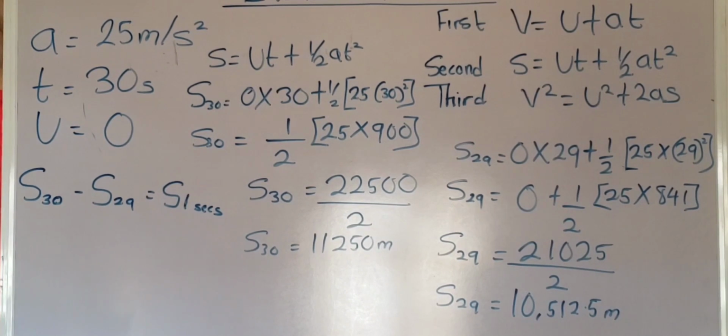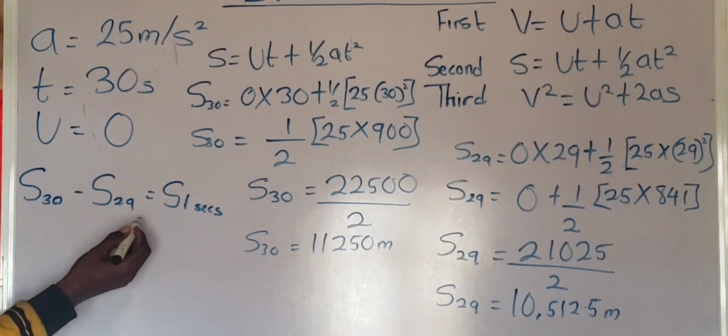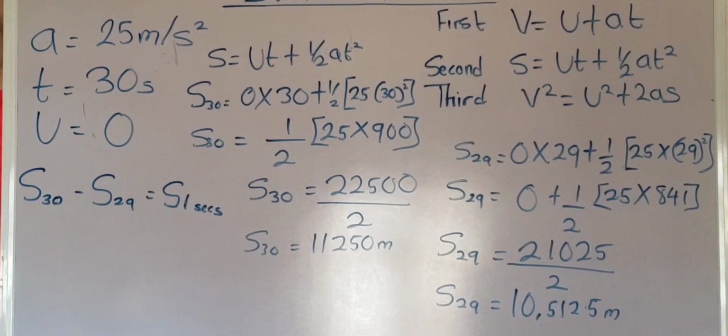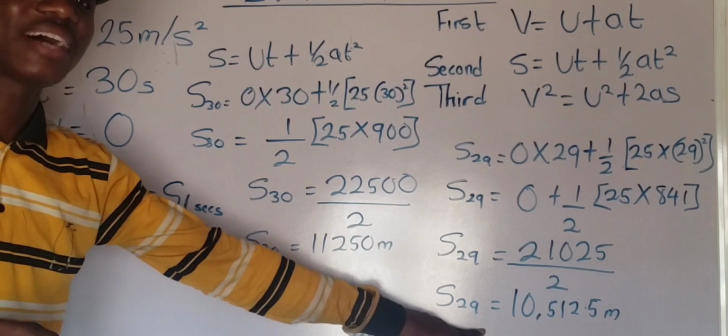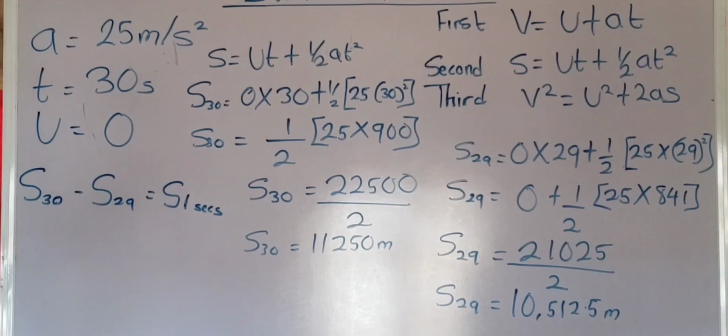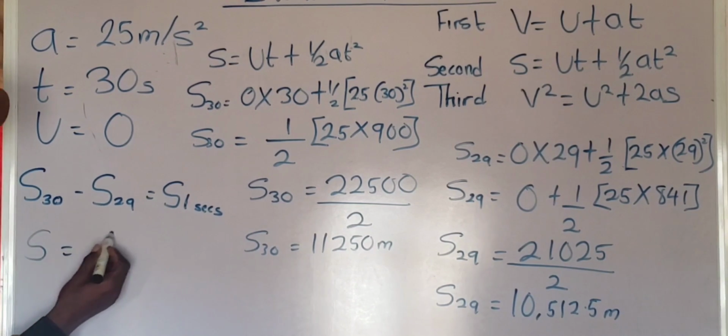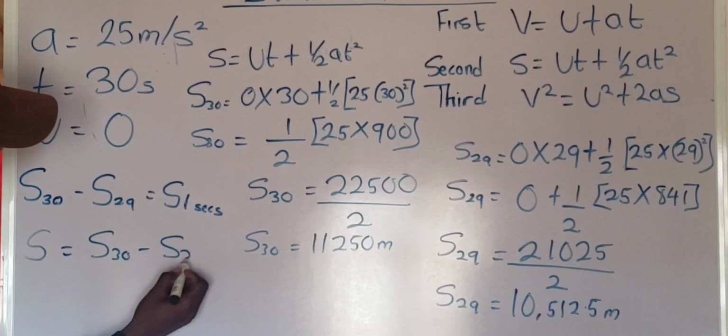Now, let us proceed. The distance that the Formula 1 car covered in the last 1 second is the difference between the distance that is covered in 30 seconds and the distance that is covered in 29 seconds, because the question says the last 1 second. So the distance now is equal to S30 minus S29.